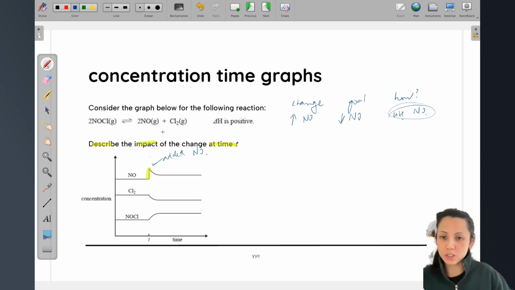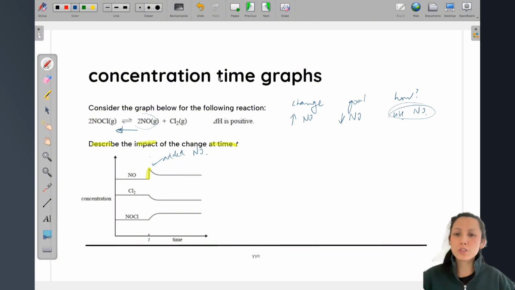Then you look at the reaction and go, cool, NO is a product if we go from left to right. So to use the NO, we have to favor the backwards reaction. In order to do that, we decrease the NO, but in the process, we also have to use the chlorine gas in order to produce the NOCl. You can see that reflected on the graph. Now that graph makes a lot more sense.